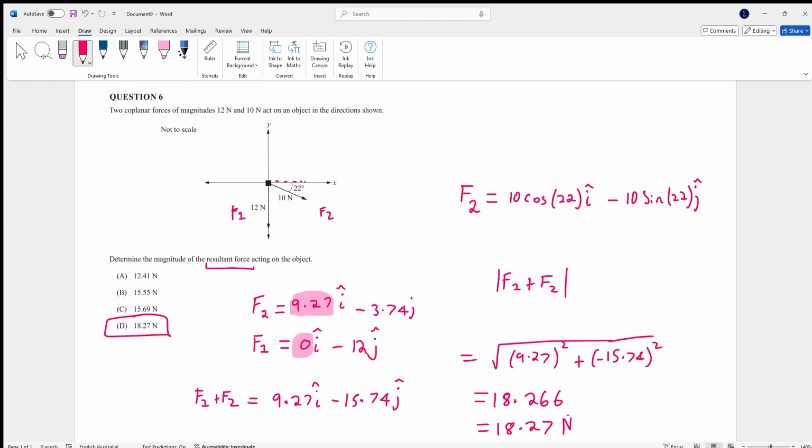Is this a hard question? No, not really. If you're pretty good at vectors and forces, it's a pretty easy question. The only annoying thing is perhaps calculating these bits. If you left them in radians, that might have affected it.